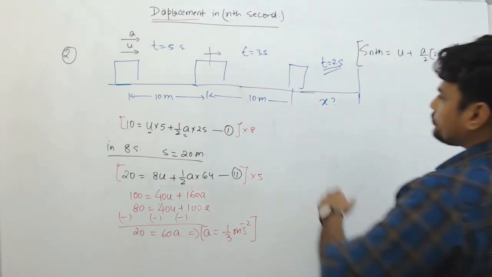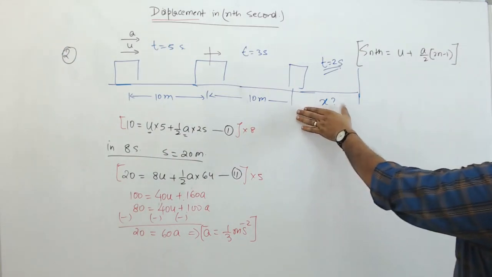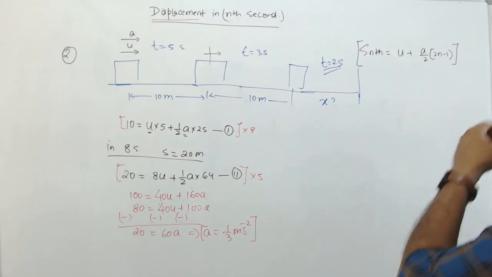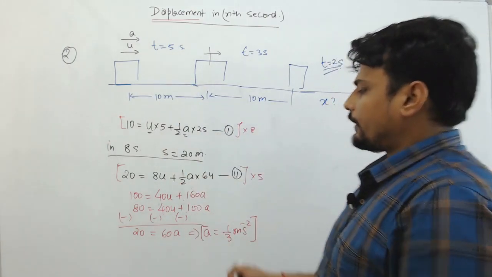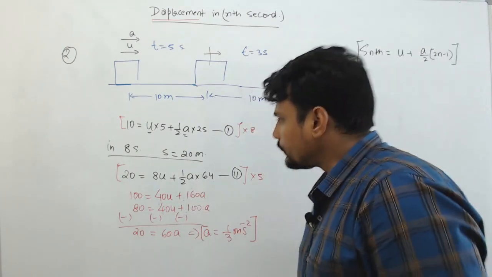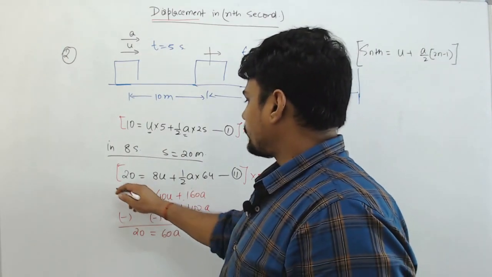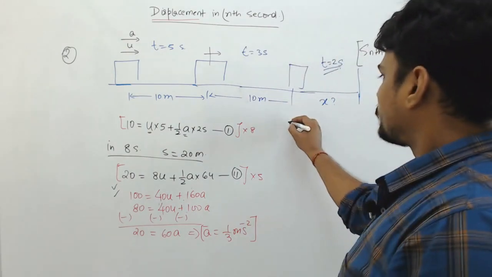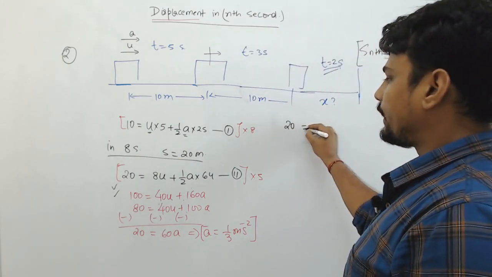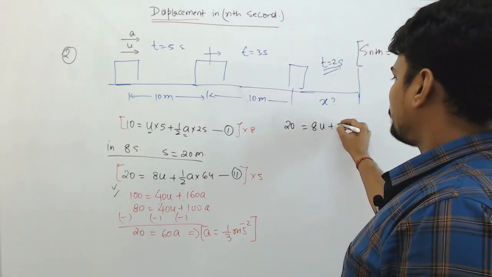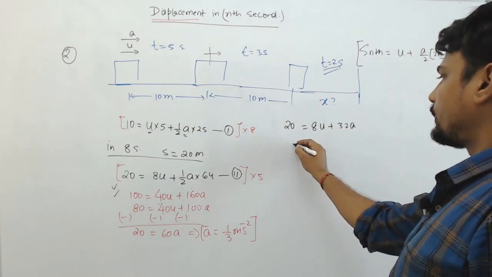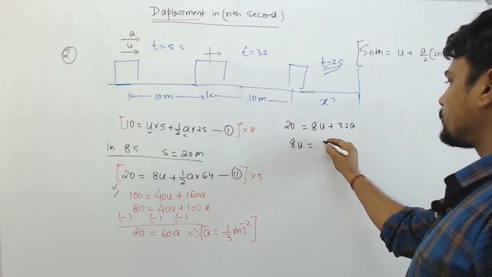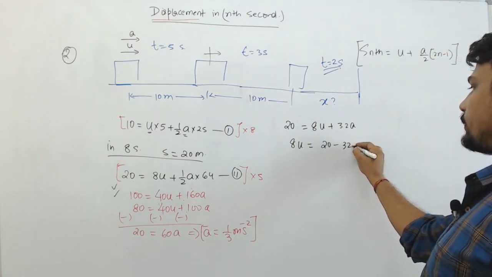What do we need now? I need to know the displacement in the last 2 seconds. Now that we have a, I can find u also. Let us put it anywhere to get the value of u. Let's put it here. So 20 equals 8u plus 32 times a. So 8u equals 20 minus 32 times a. What is a?